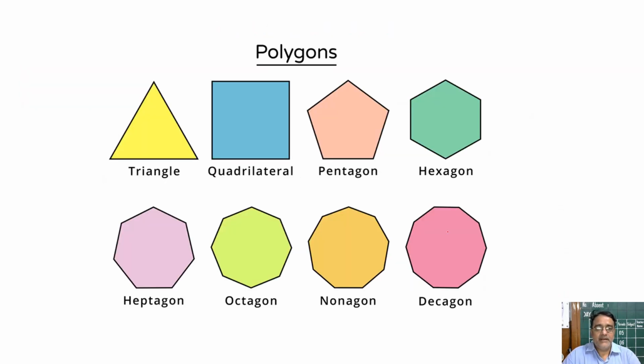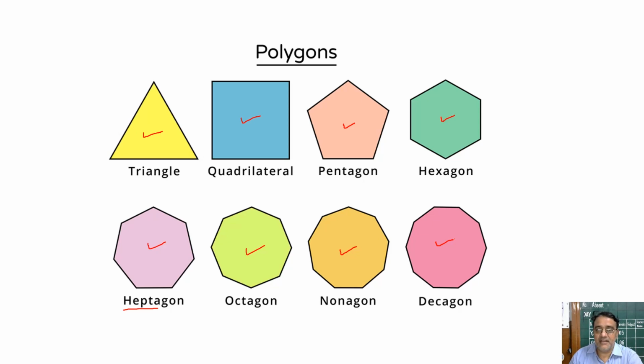See, this is 3 sides, so this is triangle, and this is 4 sides, quadrilateral. 5 sides polygon is pentagon. 6 sides polygon is hexagon, and 7 sides polygon is heptagon. This is also known as septagon, heptagon. दोनों correct है. The 8 sides figure is octagon, 9 sides figure is nonagon, and the 10 sides polygon is decagon. Okay, so these are the different types of polygons.